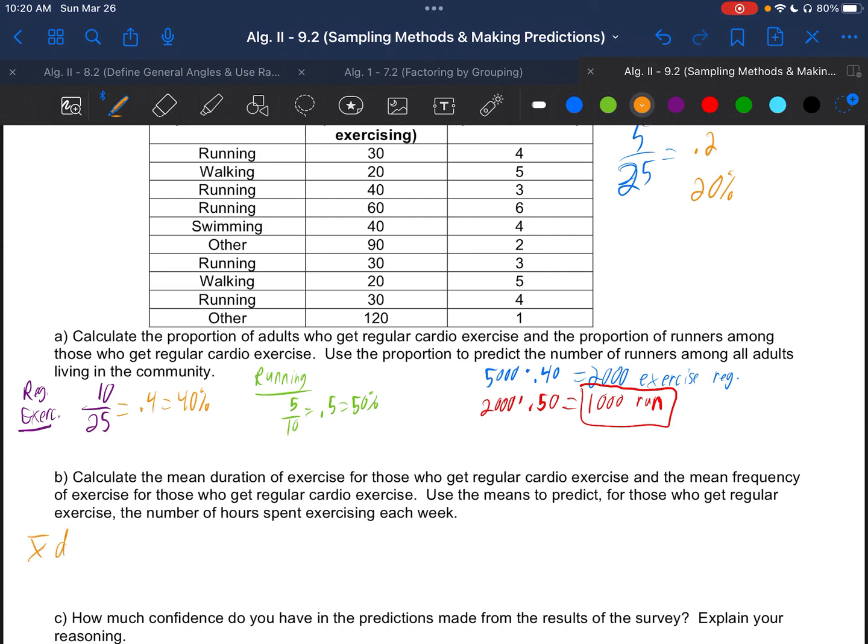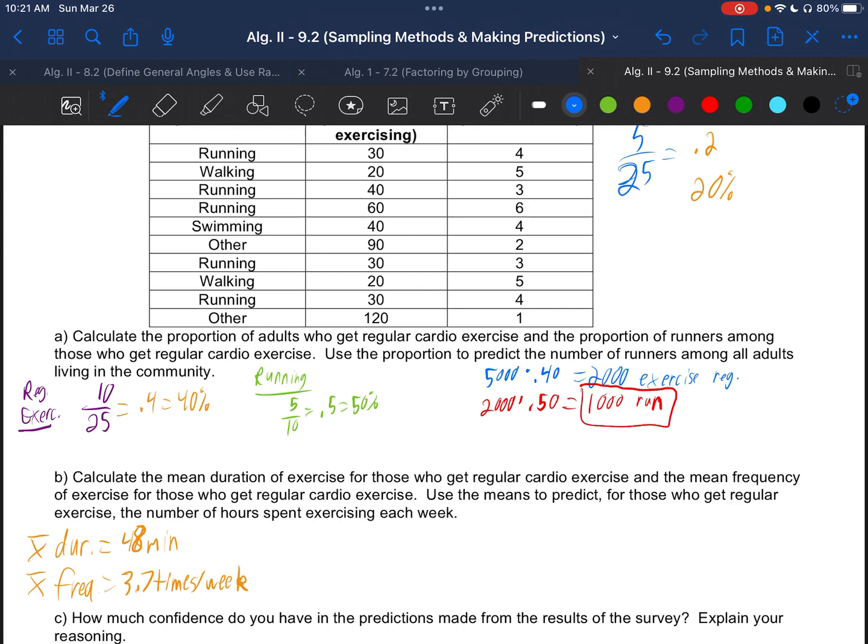And the mean duration is 48 minutes. And then if we find the mean frequency for how often they work out, you add all these up and divide once again by 10, then you would end up getting 3.7 times per week on average. You would not want to round that there.